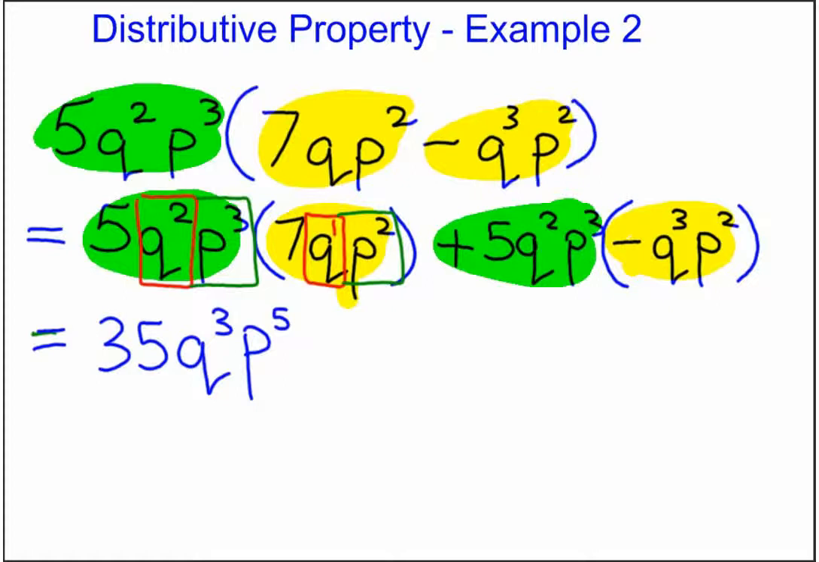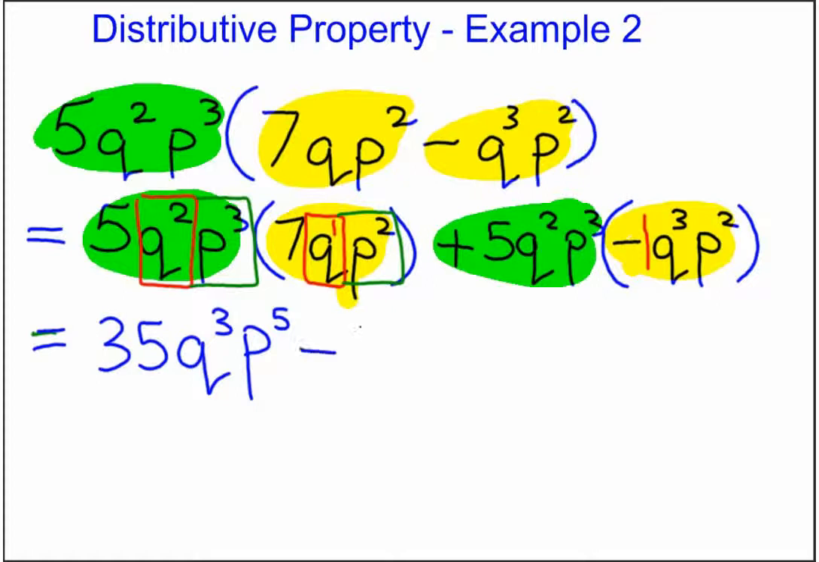There, moving along now to the second set of multiplying. Little trick here, remember when it says negative q cubed p squared, it's like saying negative 1 q cubed p squared. And so, again, we just multiply the number parts.